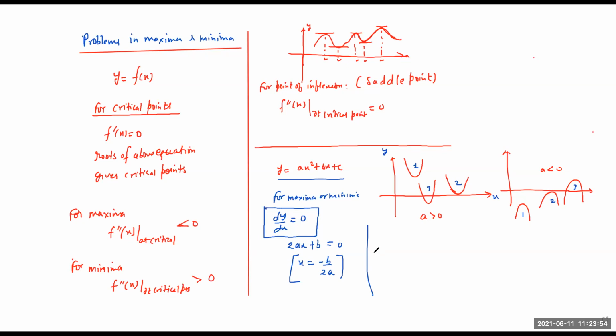Now let's differentiate once more. The first derivative we got is 2ax + b. When you equate dy by dx to 0, it's a way of saying that you're looking for the points at which the slope is 0, because dy by dx represents slope. Now we have x equals minus b upon 2a, which is the critical point at which you will have a 0 slope. That's it. But whether it will be maximum or minimum is still one step away.